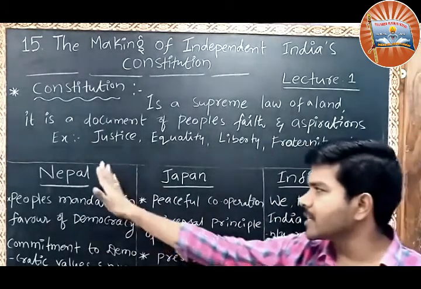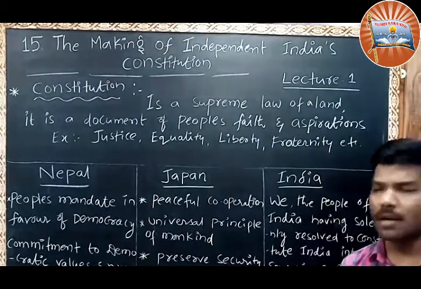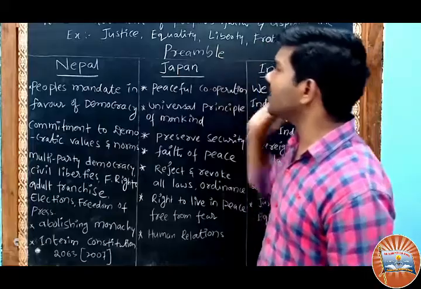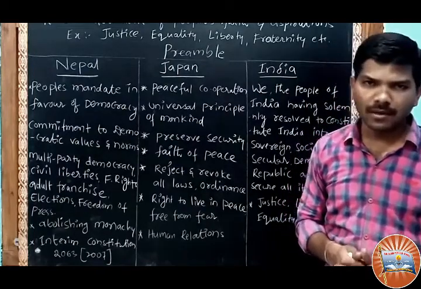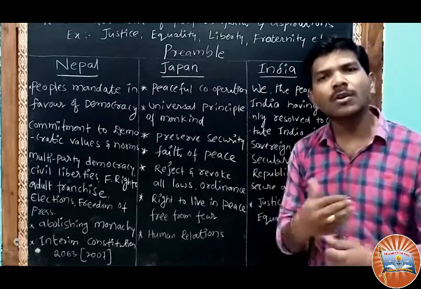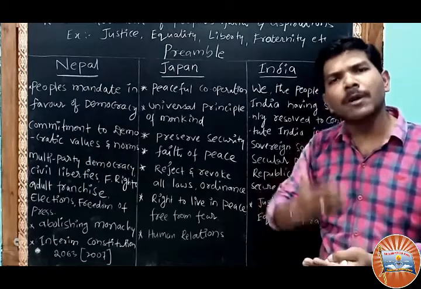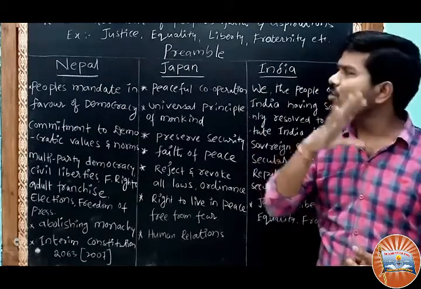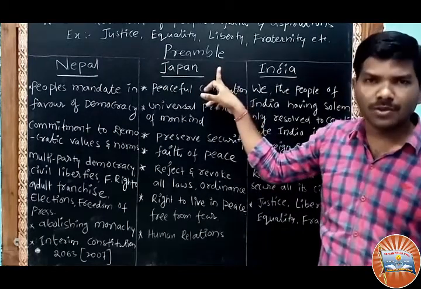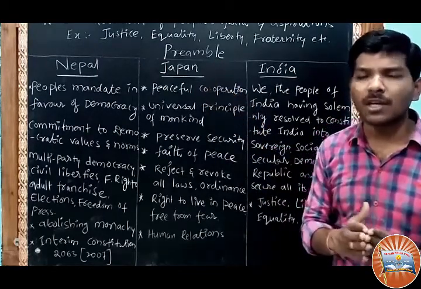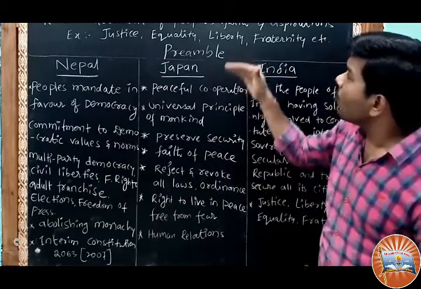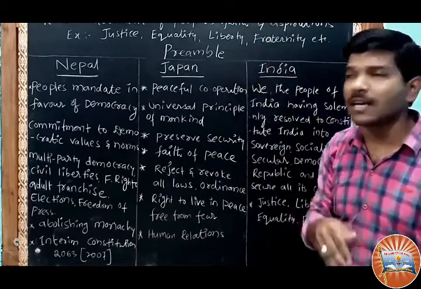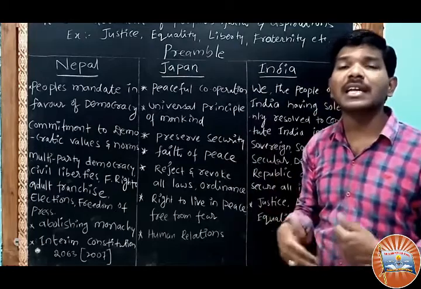Let us compare. In the textbook, the preambles of 3 countries are given. What is the preamble? Preamble means the first page of the constitution. If anybody wants to see what is in the constitution, you need not go page by page. You just read the preamble, the first page. By reading it, you understand what will be in the constitution, what aspirations and what kind of people's faith was added in it.